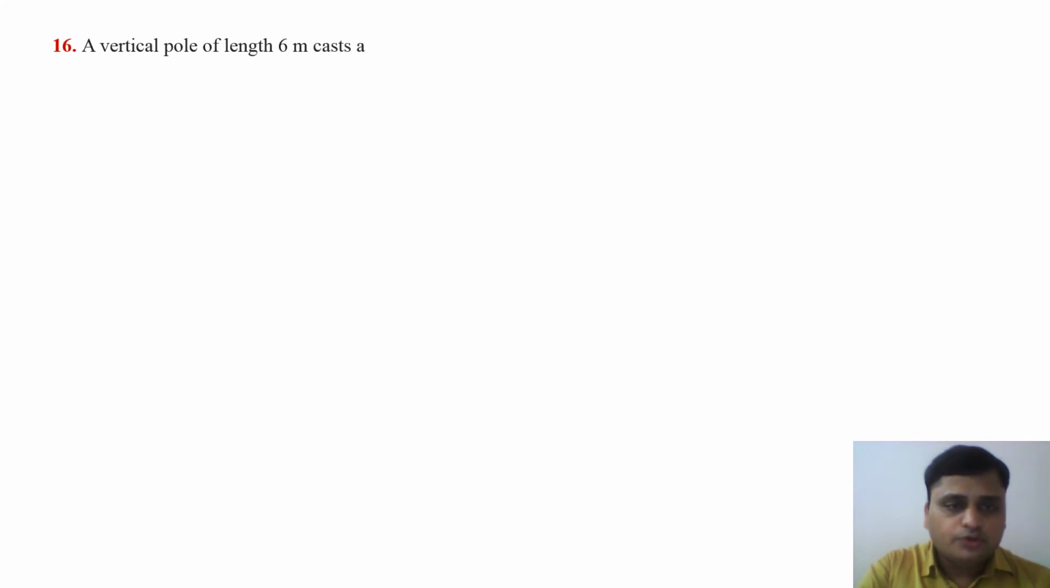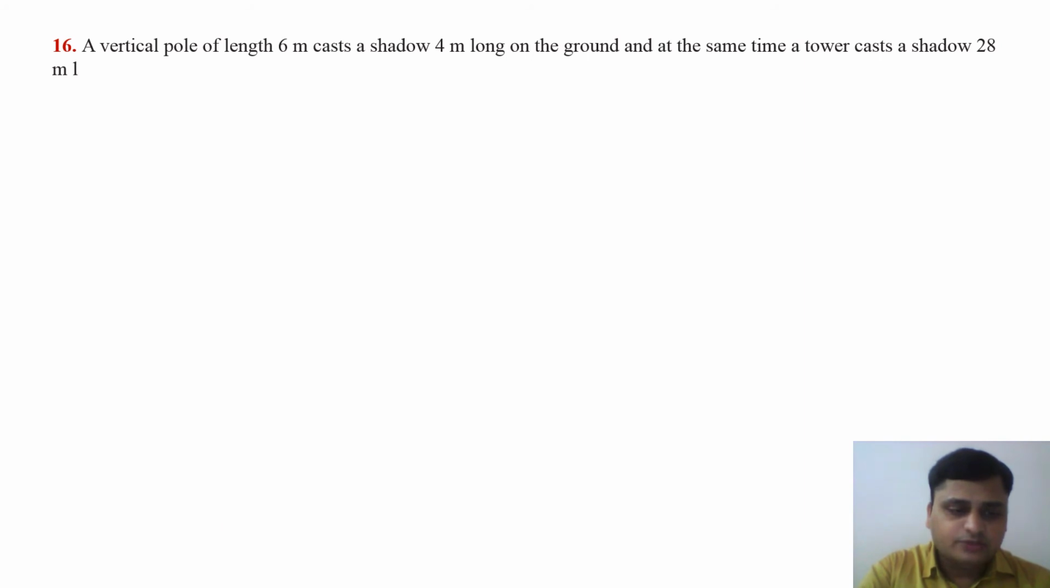A vertical pole whose length is 6 meter casts a shadow 4 meter long on the ground. At the same time, one tower is there which casts a shadow which is 28 meter long. We need to find the height of the tower.